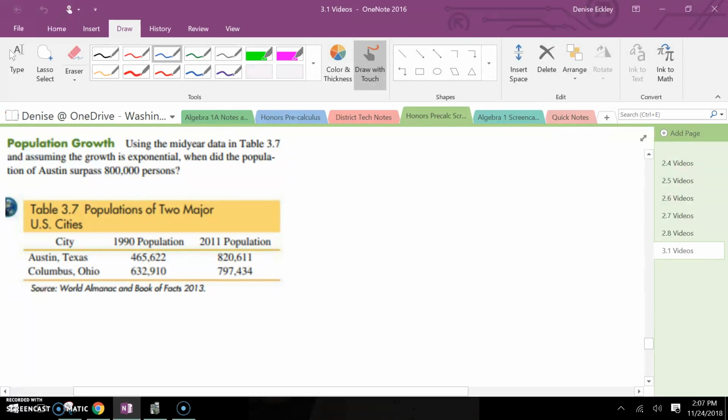So we're going to use a basic exponential function. So that'll look like this. I'm going to use P of T for population. P of T is going to be the initial population, P sub 0, times some growth factor to the T power. And T is going to be in years.